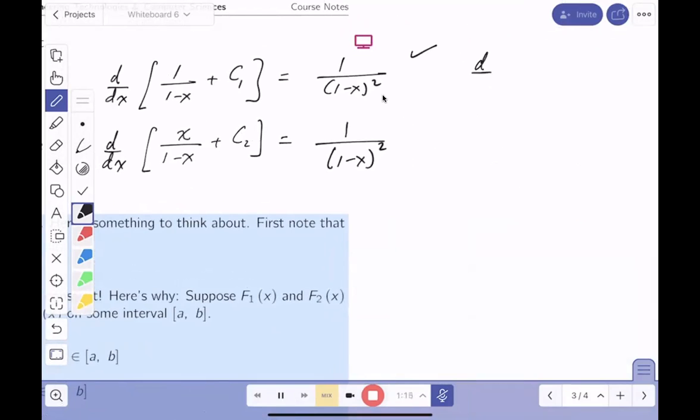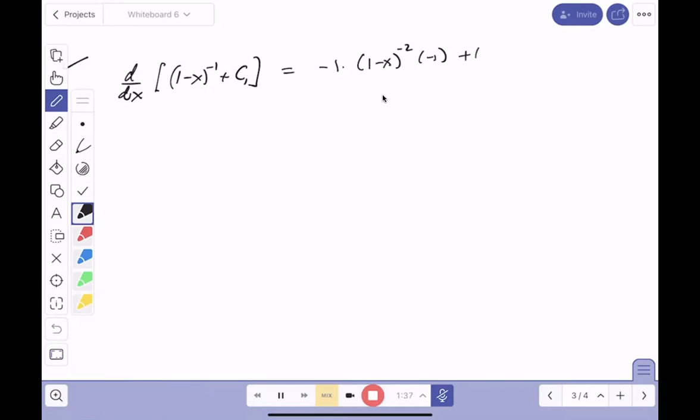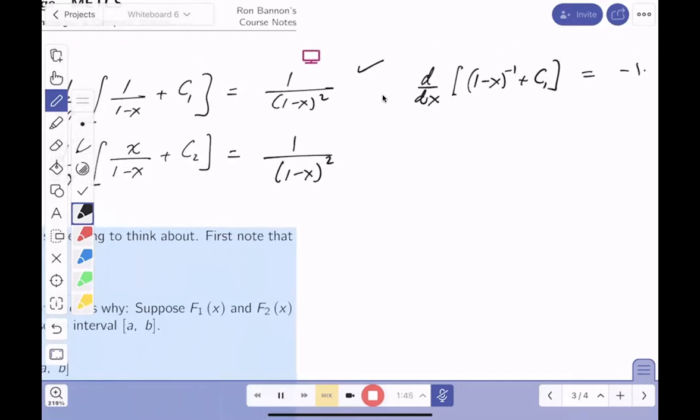So really what I'm doing is d/dx, and I want to verify that (1 minus x) to the minus 1 plus c1 is what they said it is. Well, let's go through it, see what happens. What do you get? Minus (1 minus x) to the minus 2, chain rule, times minus 1, plus 0. Let's simplify this. What do you get? A positive number over (1 minus x) squared. Did we verify it? Yes, this is verified.